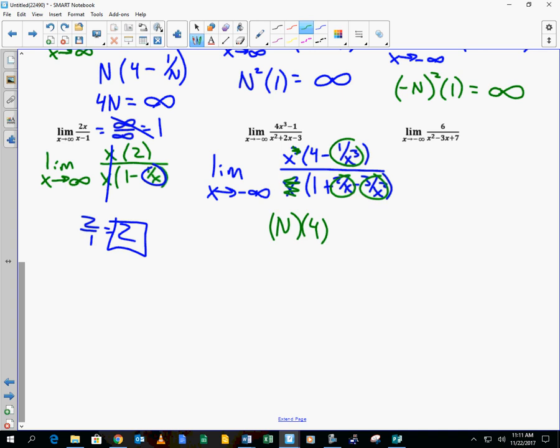I'm sorry, what are we approaching? So I get a very large negative number times 4 on the top over 1 on the bottom. So that's going to go towards a very large negative number, or negative infinity. So you can see when the numerator was a larger degree, that won out. It's approaching negative infinity. Does that help?